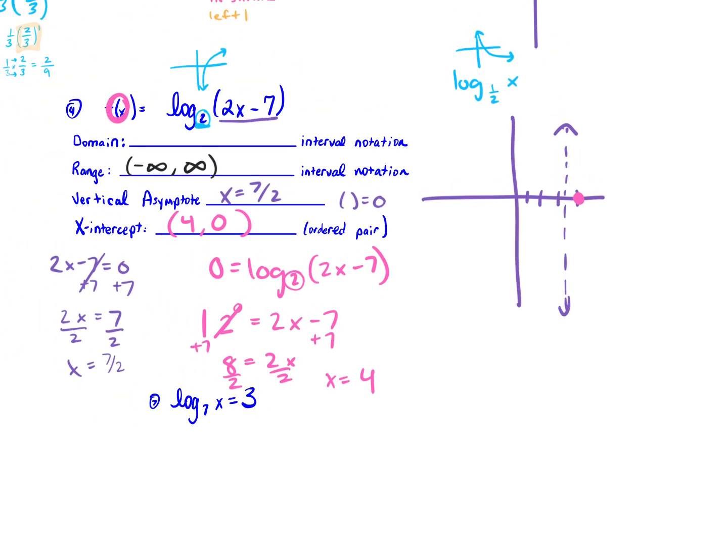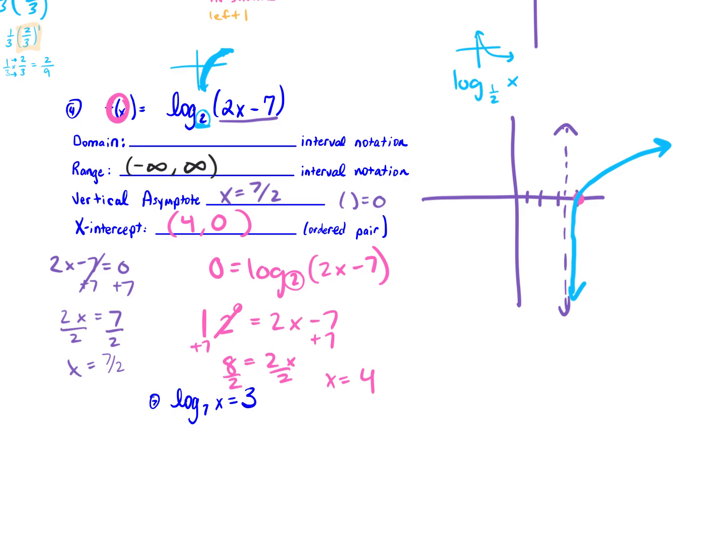Do we have any reflections happening on our graph here? No, we're not multiplying x by a negative. We're not multiplying by a negative out front. So we know that our graph is going to keep this shape. So I'm going to start down low next to my asymptote, and it's going to go out to the right. So this is going to be our log graph.